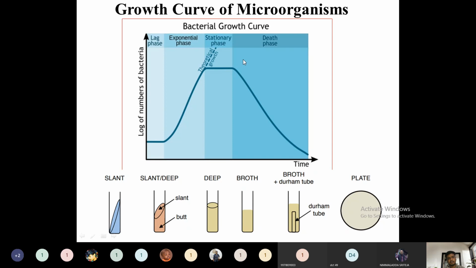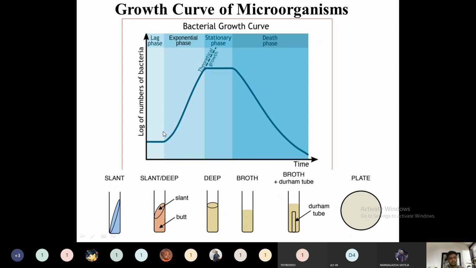The stationary phase is where they have already reached a peak stage. After this stationary stage, there is no multiplication of number, there is no growth, they just consume whatever they are getting. Then after that, the final stage they will reach is the death phase. Reaching the death phase means the death of that particular cell.